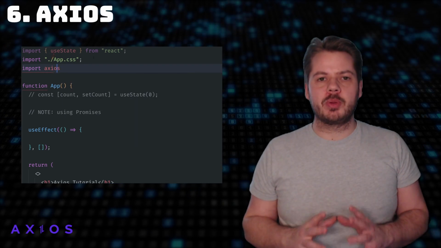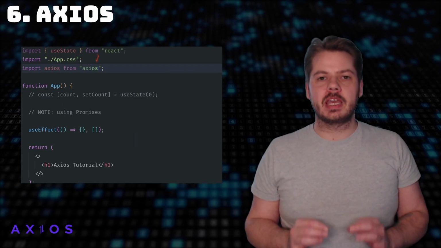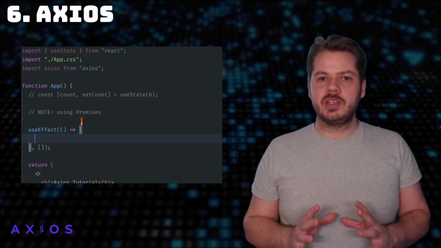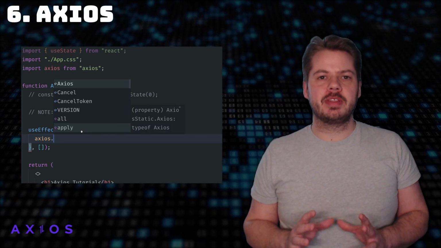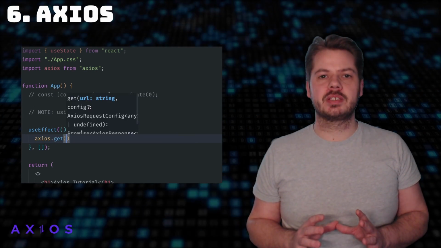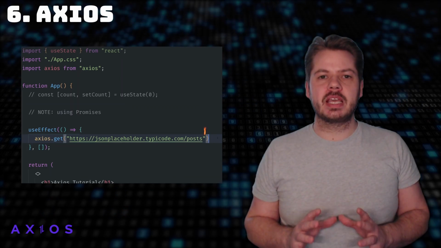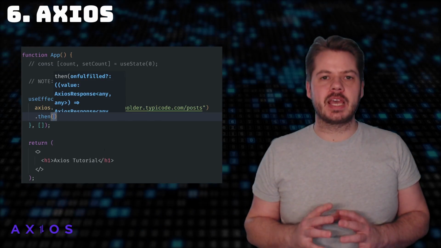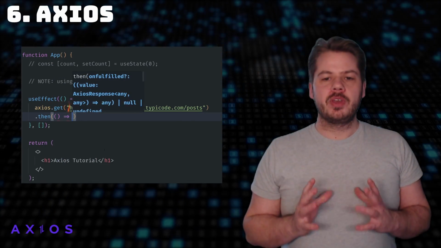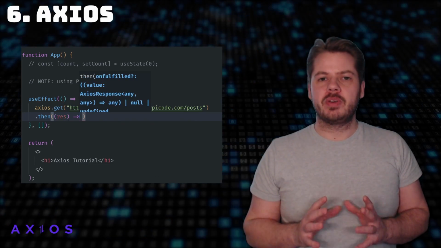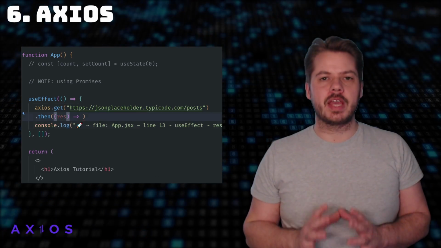Up next, we have Axios. Axios is a popular promise-based HTTP client for making API requests. It's easy to use, supports various HTTP methods, and can handle concurrent requests. With a clean and readable syntax, Axios is a favorite among developers handling API calls. I prefer using Axios over the native Fetch API due to its additional features and improved error handling.